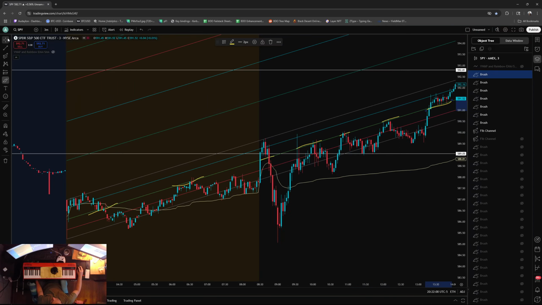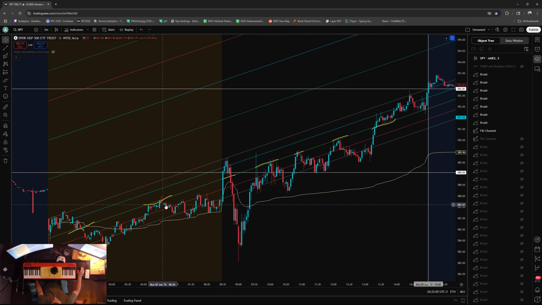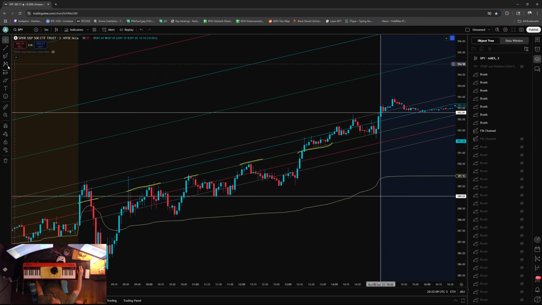We can see how much it utilized this 0.5 line throughout the day. Unbelievable, right? No, it's believable because it's all just math, right?